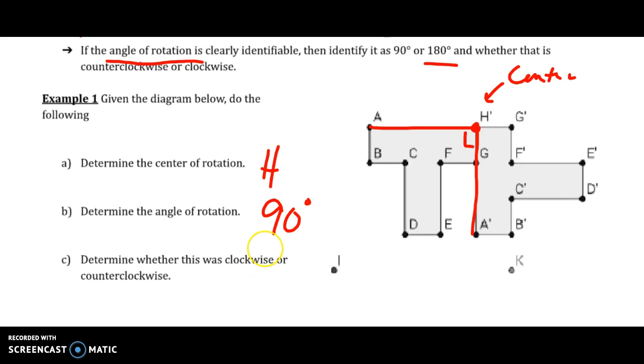So determine whether this was counterclockwise or clockwise. So we are going in this direction, which is against the normal direction a clock would turn, so that would be considered counterclockwise. And that's all we have to be able to do.